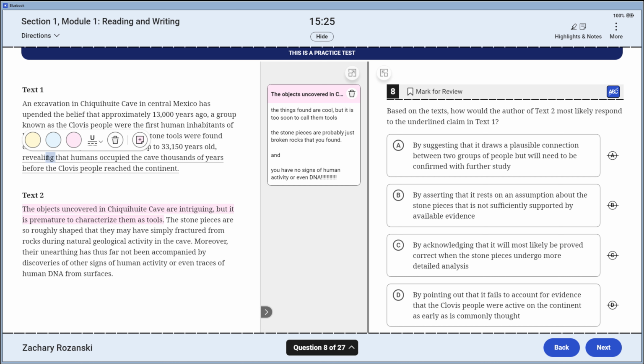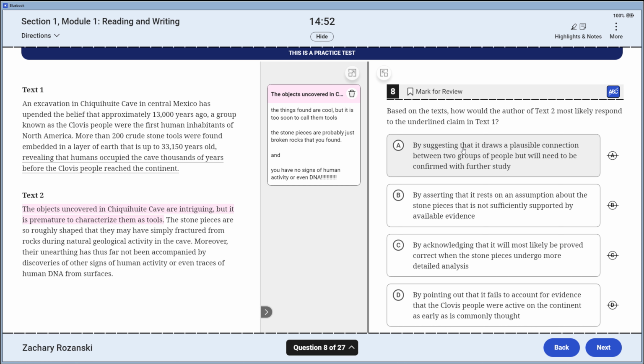I would imagine the revealing would be about rocks, but this participle, I'll read the sentence. More than 200 crude stone tools were found embedded in a layer of earth that is up to 33,000 years old. The finding of these tools reveal that humans occupied the cave thousands of years before the Clovis people reached the continent. They would say, no, dude, no. You didn't find tools. You found rocks that you're pretending are tools. You don't even have evidence. Okay. I know what to anticipate, so I'm going to start looking at the side.